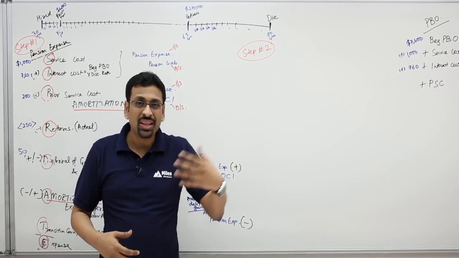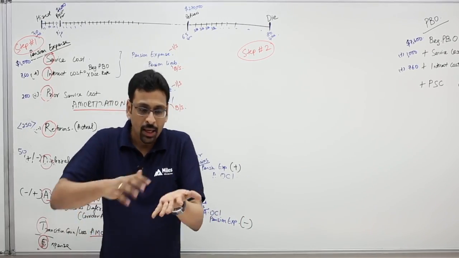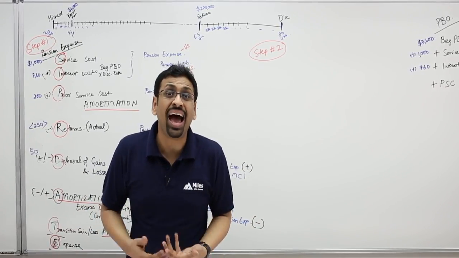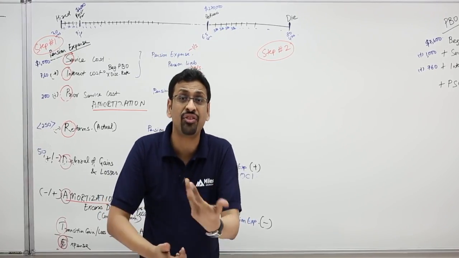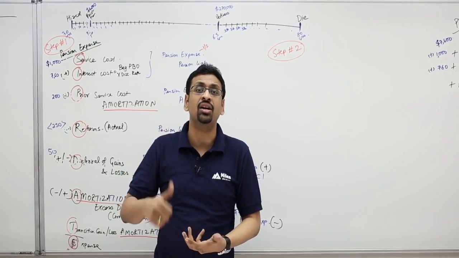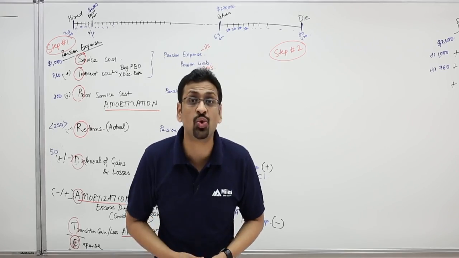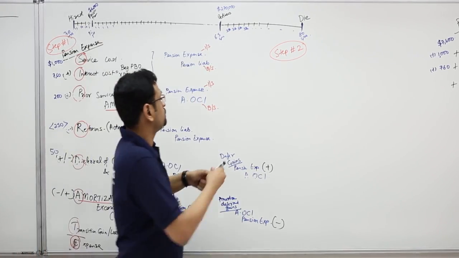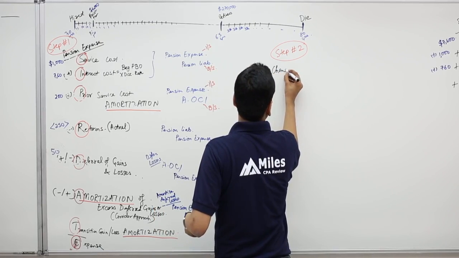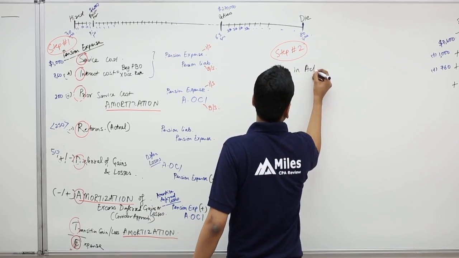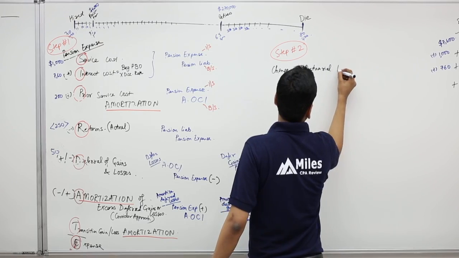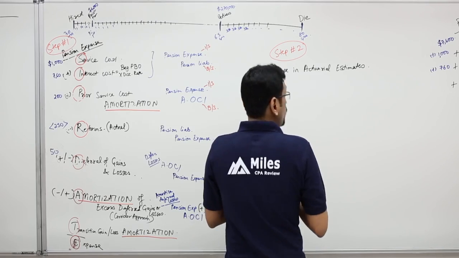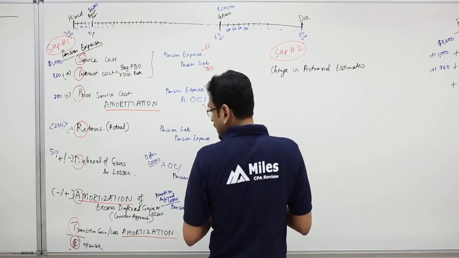How about when the actuary comes in, goes around reading palms, and says the estimates that I have this year are different from those that I had last year? A change in actuarial estimates. So, that's step number two. Now, it could be an actuarial loss or an actuarial gain.